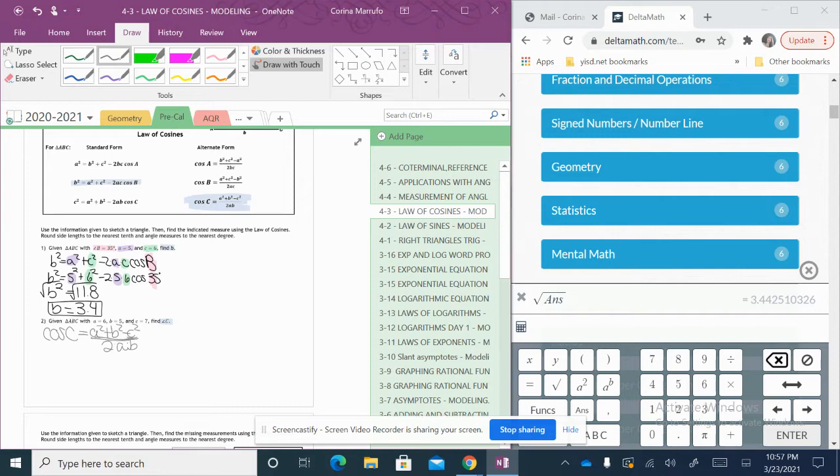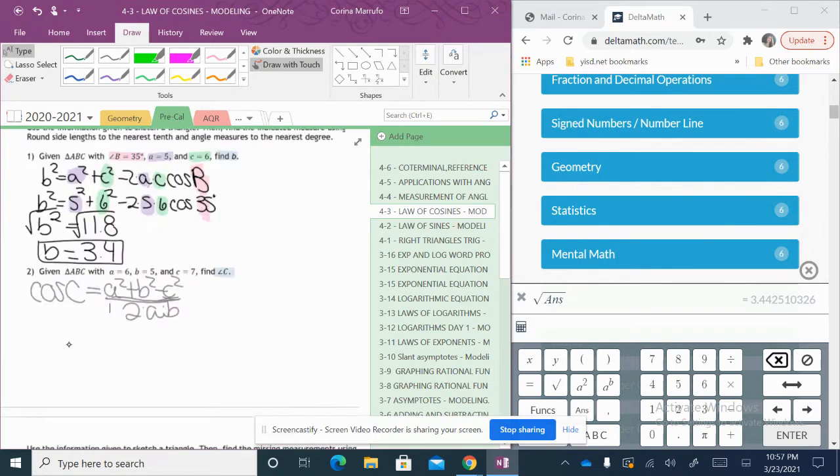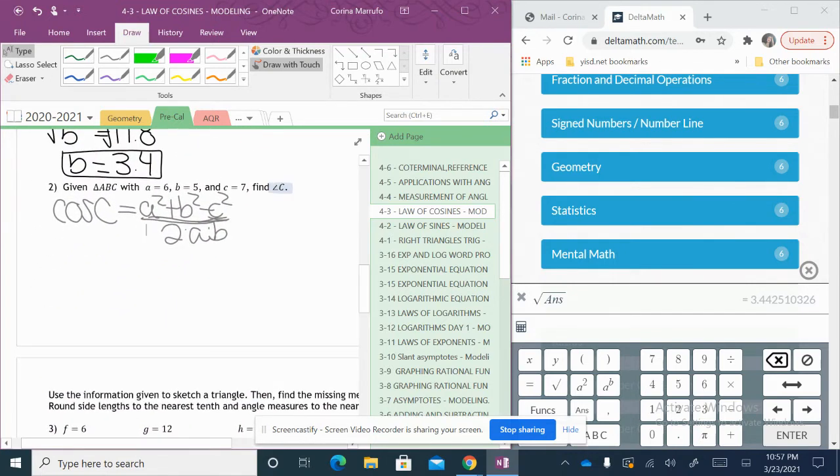Okay, so now we're ready to, let me zoom back in. Now we're ready to start plugging in.